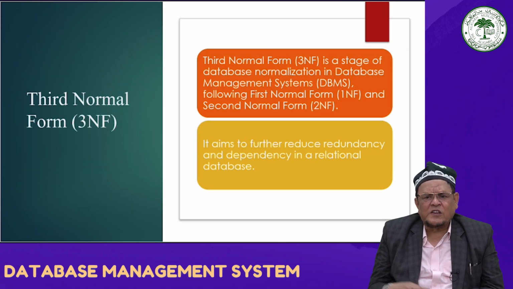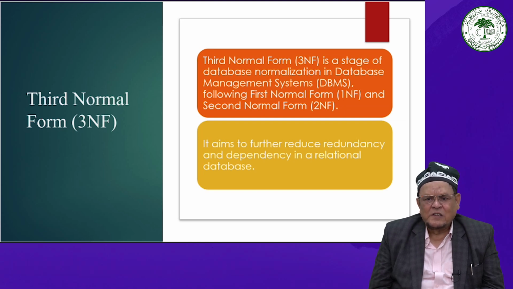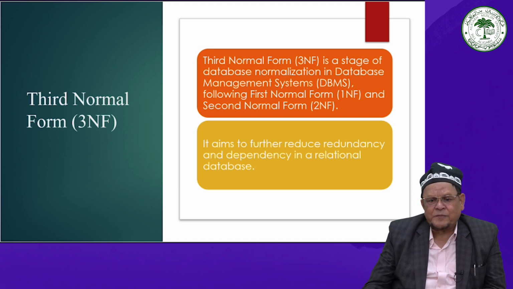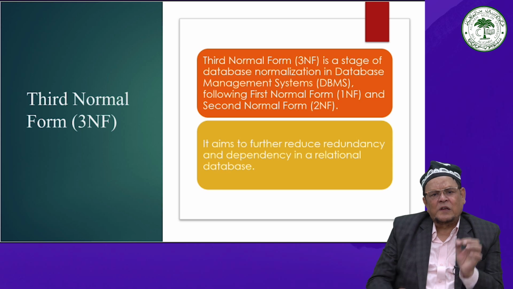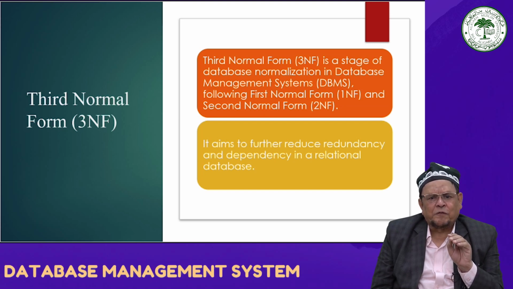Third normal form is the stage of database normalization in a database management system. Following first normal form and second normal form, it aims to further reduce the redundancy and dependency. Every time you have to reduce the redundancy and dependency in relational databases. In 3NF, a table must meet the following criteria: it must be in 2NF. Before a table can achieve 3NF, it must first satisfy the requirements of second normal form, including being in first normal form and having removed partial dependencies.